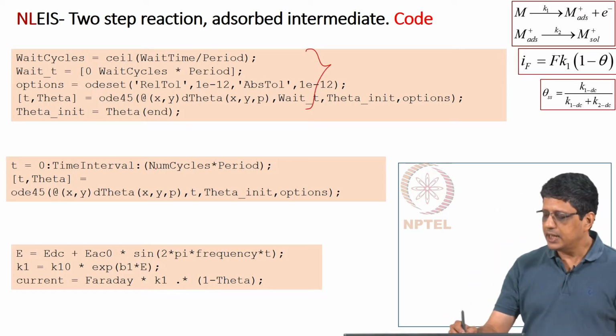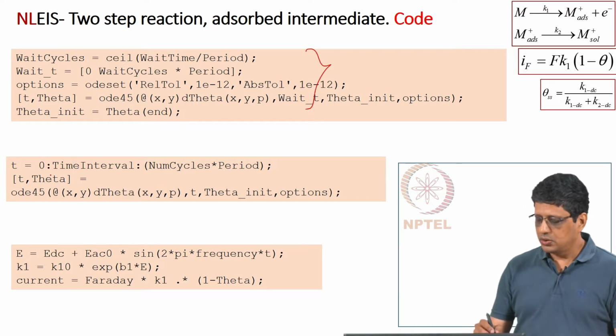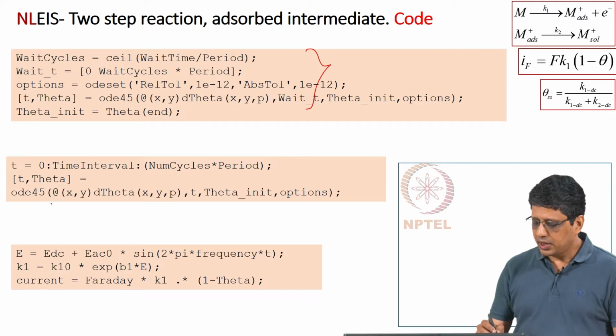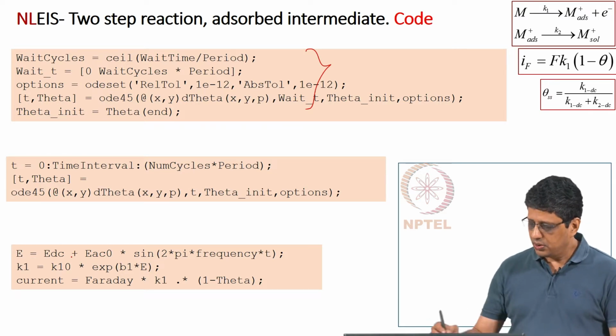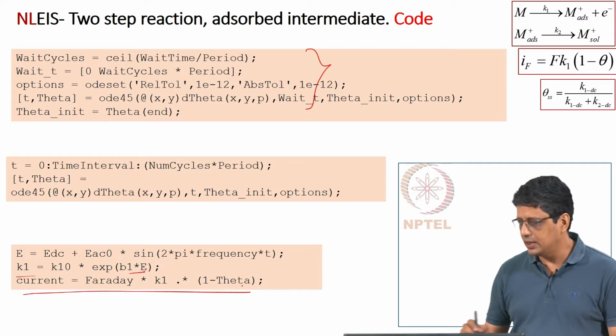So, this num cycles tells how many cycles we want to use to record this. At certain time intervals you can do the integration, and once you get the theta values, you can calculate the rate constant, you can calculate the current using this expression.